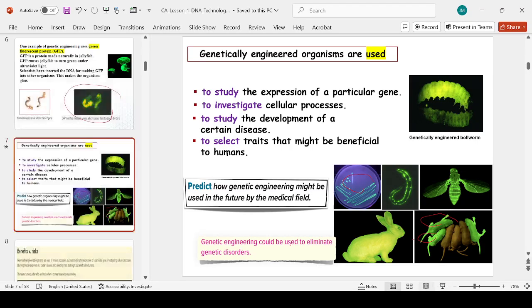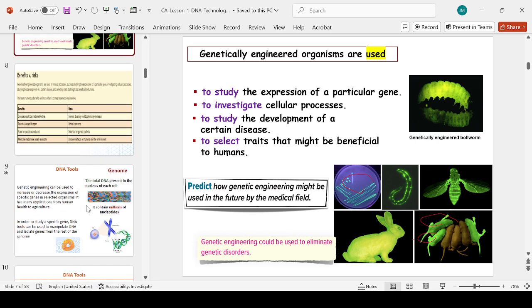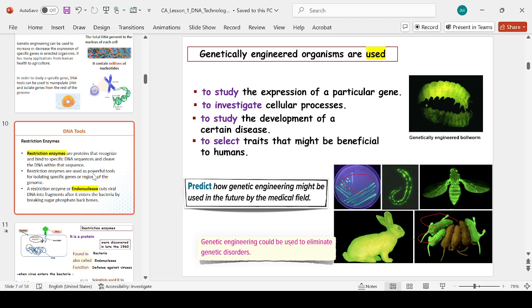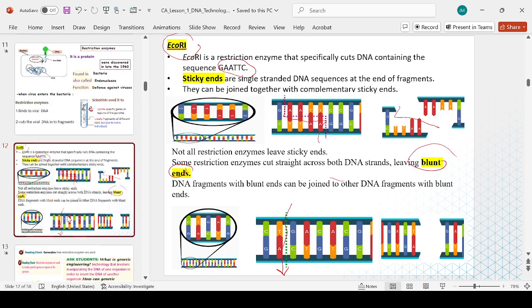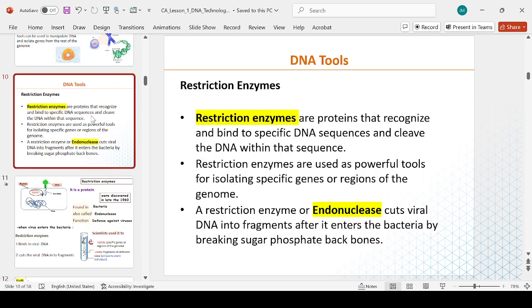Now we will go to the question about genetic engineering, or no, we will start on this page. We talk about restriction enzyme. What are DNA tools? This is the figure, and they focus on this figure in the book. To do genetic engineering, we have tools. The first tool is restriction enzyme. Most enzymes are proteins. So restriction enzyme protein recognizes and binds to specific places in DNA, then cleaves, meaning cuts it.